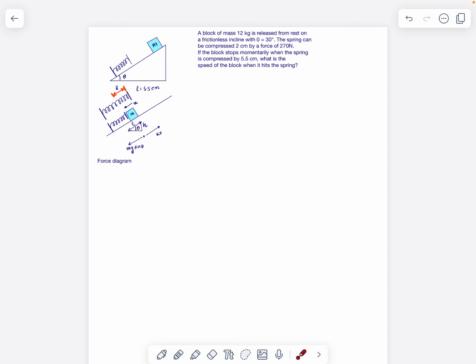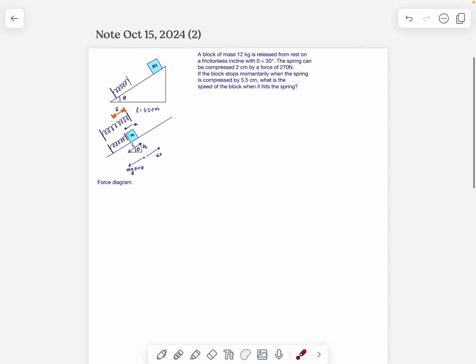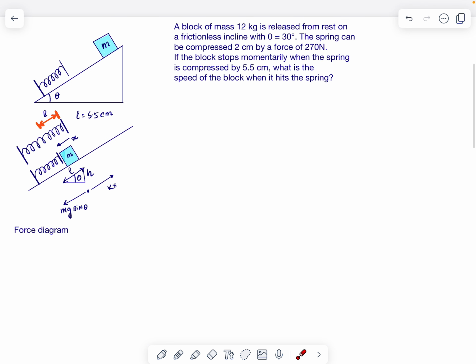Okay, so let's look at this tremendously interesting problem that involves a block of mass m sliding down an inclined plane. It starts from rest and hits the spring with a certain speed, and we want to find out what the speed of the block is when it hits the spring. It has been stated that the block stops momentarily when the spring is compressed by 5.5 centimeters. And we want to know what the speed of the block is.